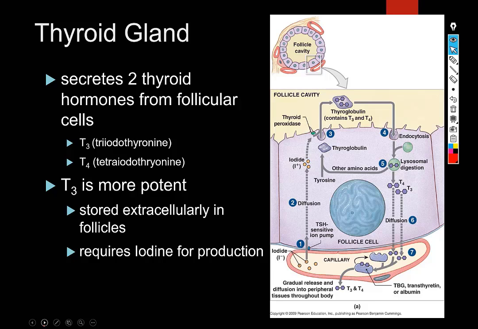T3 is far more potent, so it has a very much stronger effect on target cells than T4 does. But it's easy to convert T4 into T3 just by removing an iodine. So T4 represents a pool of convertible T3. You can convert T4 into T3 really easily. You just got to take an iodine off. This is stored in follicles, as you saw, and those follicles look pink with an H&E stain. These absolutely require dietary iodine for production. So what we're going to look at next is the consequence of what happens when you break that feedback loop.